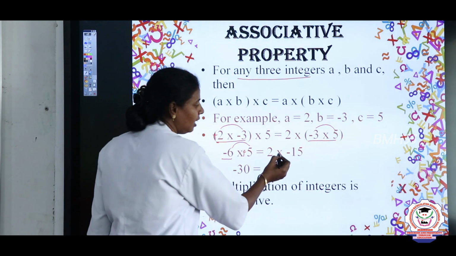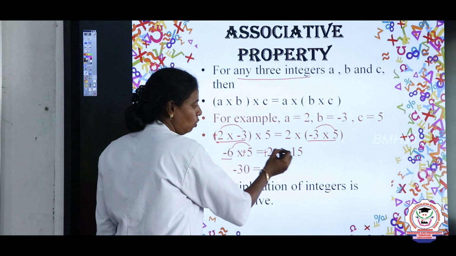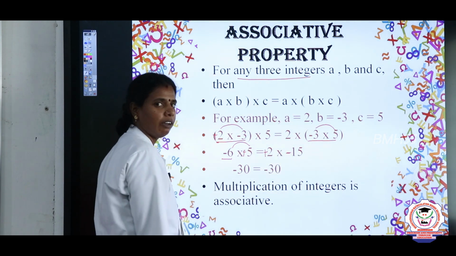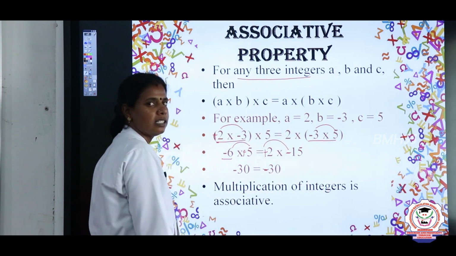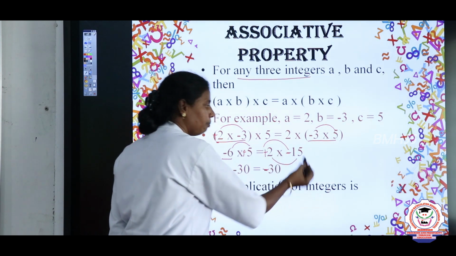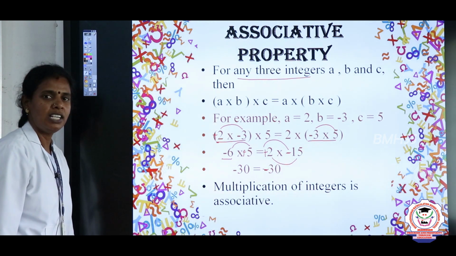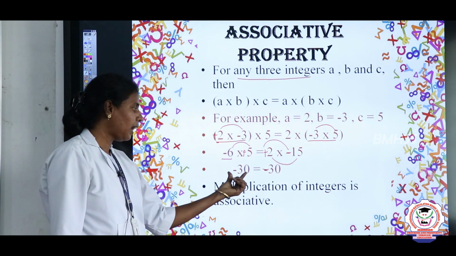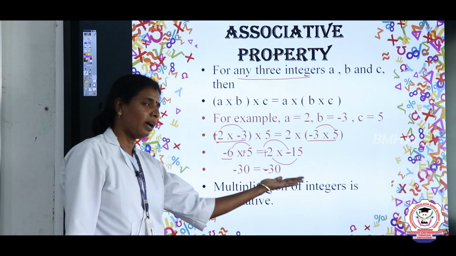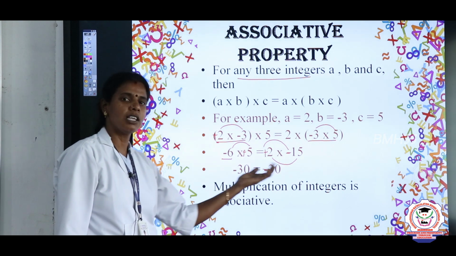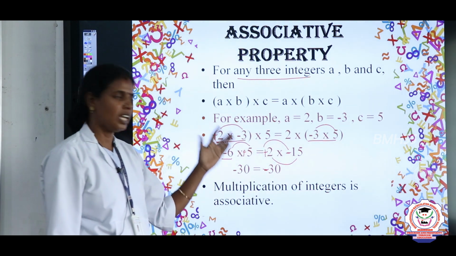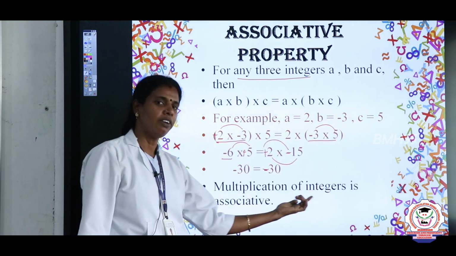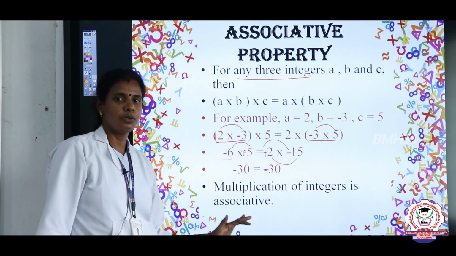Coming to the right hand side, 2 is positive and 15 is negative. Plus into minus is minus. 2 15s are 30. So minus 30 equal to minus 30, whereas LHS is equal to RHS. So the associative property is satisfied. Therefore multiplication of integers is associative.